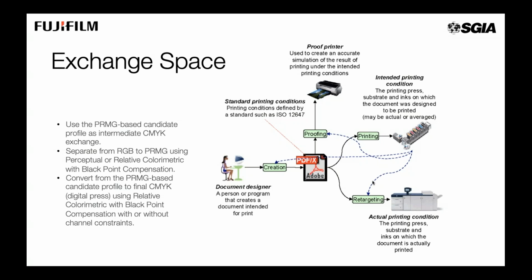So, some ways of testing this: you can use this profile as an intermediate exchange space for CMYK. You convert your RGB to the profile using a perceptual or relative colorimetric intent with black point compensation. So you've got to have tools that allow that, and you can convert it from that PRMG space down to the final CMYK output space, and then compare those. So it works great for proofing, and it works great for the final device.